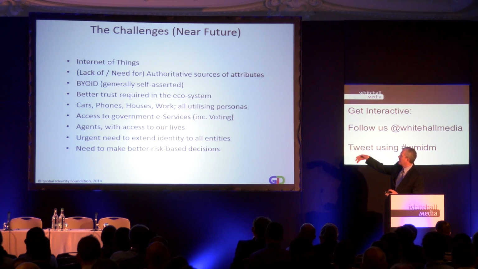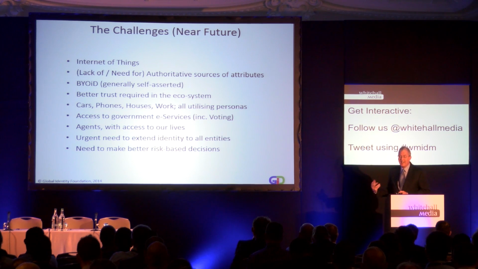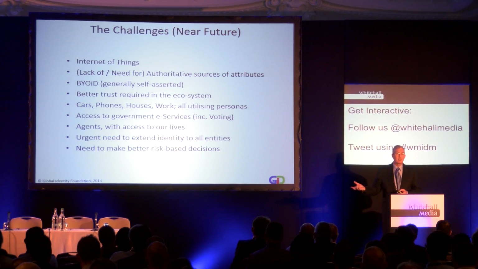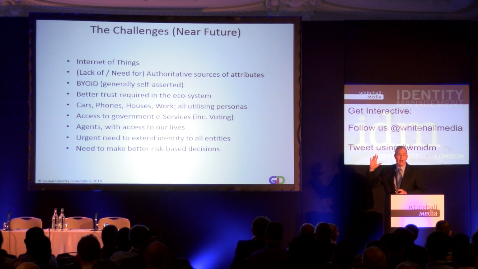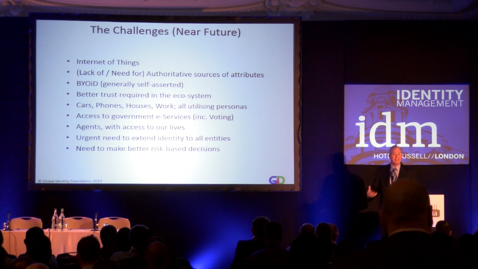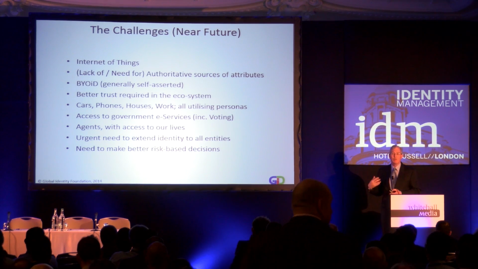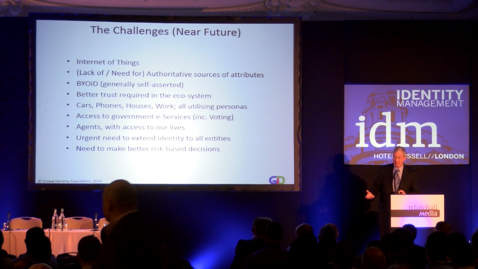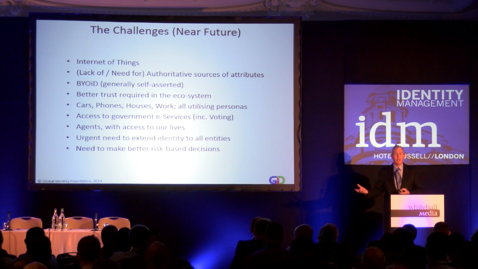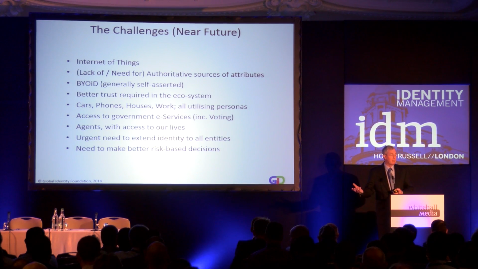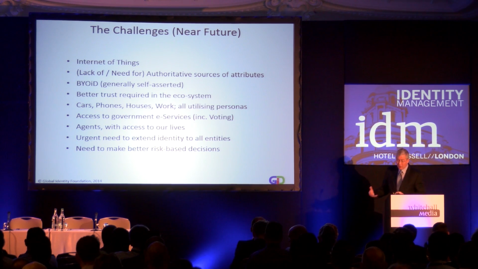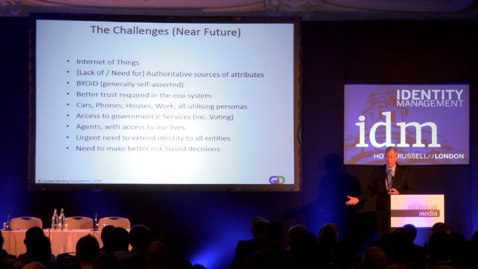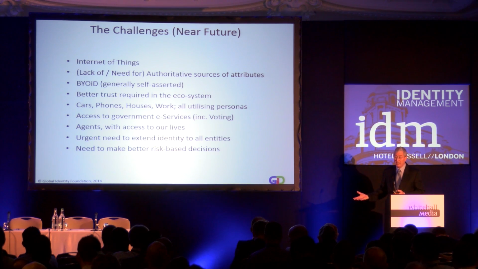You've heard some of these this morning. Internet of Things, big, big thing. Need for authoritative source of attributes, bring your own identity. Yeah, Facebook, Google, Apple, whatever. It's generally a self-asserted identity. You need to understand the risk behind it. Yet you can go to a bank in Turkey and use your Facebook ID to do internet banking. Really, really scary if you're in the banks. Cars, phones, houses, all need to use personas. You heard that from the previous speaker.